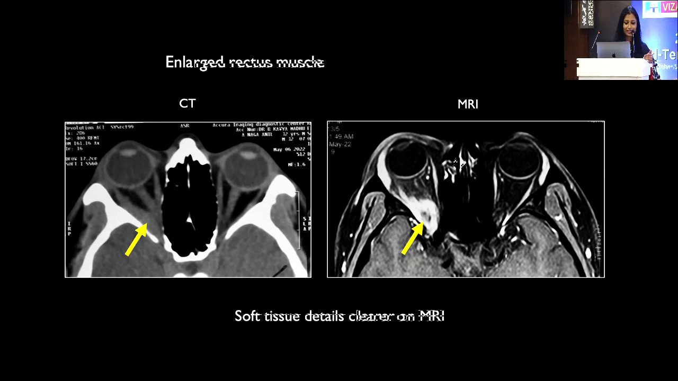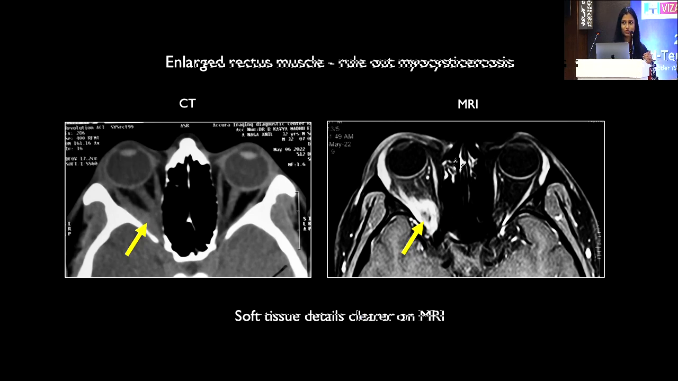Here we can see an axial cut of a CT scan where there is an enlarged lateral rectus, but we can't really see any pathology within the lateral rectus itself, and it doesn't really help us to arrive at the diagnosis per se. So instead, if we get MRIs done for these kinds of soft tissue lesions, here we can see a well-defined cystic lesion within the lateral rectus with hyperintensities within the cyst itself. And it does suggest to us myocysticercosis of the right lateral rectus muscle.